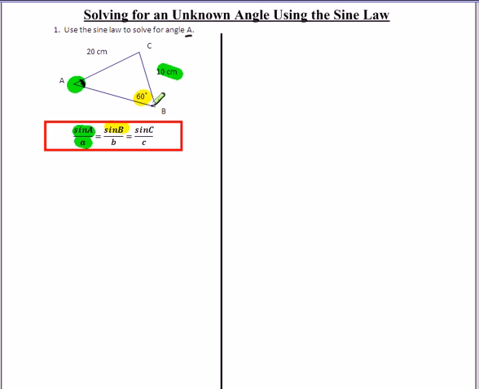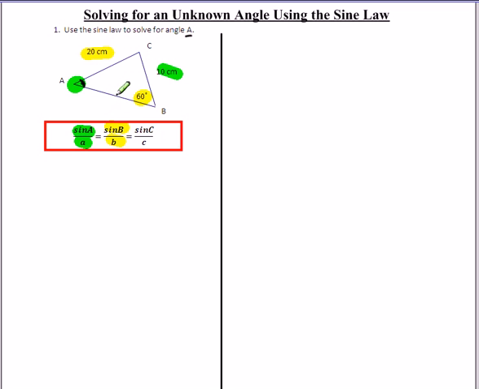So to find our little b, we go directly opposite from angle B, so in this case it's 20 centimeters, equals sine C, well we don't have an angle for C, divided by little c, so we go straight opposite to angle C, and we don't have a little c in this case either.